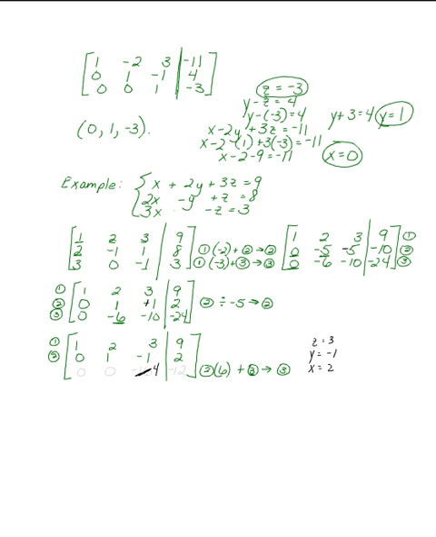If we do that, 0 times 6 plus 0 is 0. 1 times 6 is 6, plus negative 6 is 0. Negative 1 times 6 is negative 6, plus negative 10 is negative 16, and 2 times 6 is 12, plus negative 24 is negative 12.